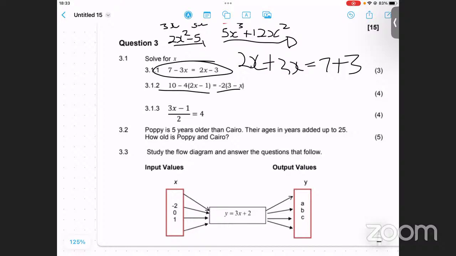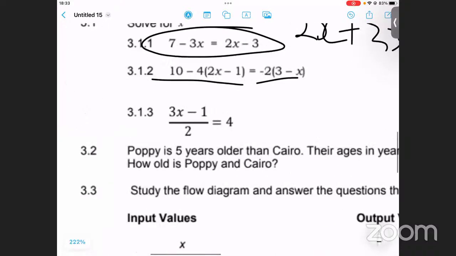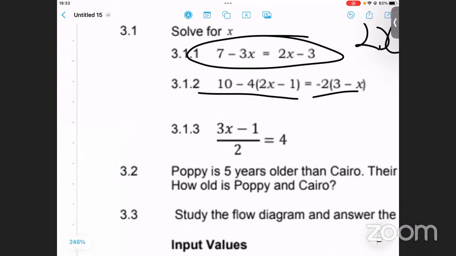We will do it together. Babalelo, did you do this one, 3.1.2, and how much did you get as your value of x? No, ma'am, I didn't do it. Okay, guys, make sure that you do these questions. As one of you would be answering, just make sure you also do it, so you can see where you go wrong, right?